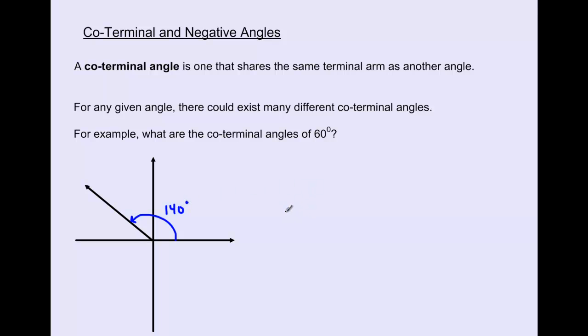If I wanted a coterminal angle to this, I can create one by continuing around my xy plane until I get back to the terminal arm. So I could go all the way around: 90, 180, 270, and now I'm at 360, and if I keep going, I would get all the way back to right here at this terminal arm. So I would have an angle that has gone around one full rotation, 360 degrees, plus another 140 degrees to my terminal arm. So 360 degrees plus that extra 140 degrees gives me a total angle of 500 degrees.